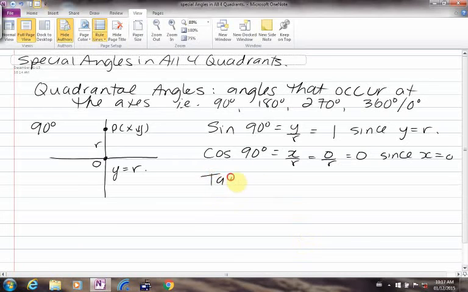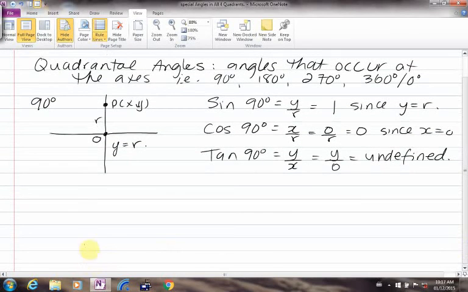And then finally tangent, as we just saw a moment ago, which is y over x, would be whatever y is, divided by 0, which is undefined. Okay, so you can't have the tangent of 90 degrees. If you put it into your calculator, you would get some kind of error message. So, 90-degree angles make sense? All right, so let's move on then to 180 degrees.